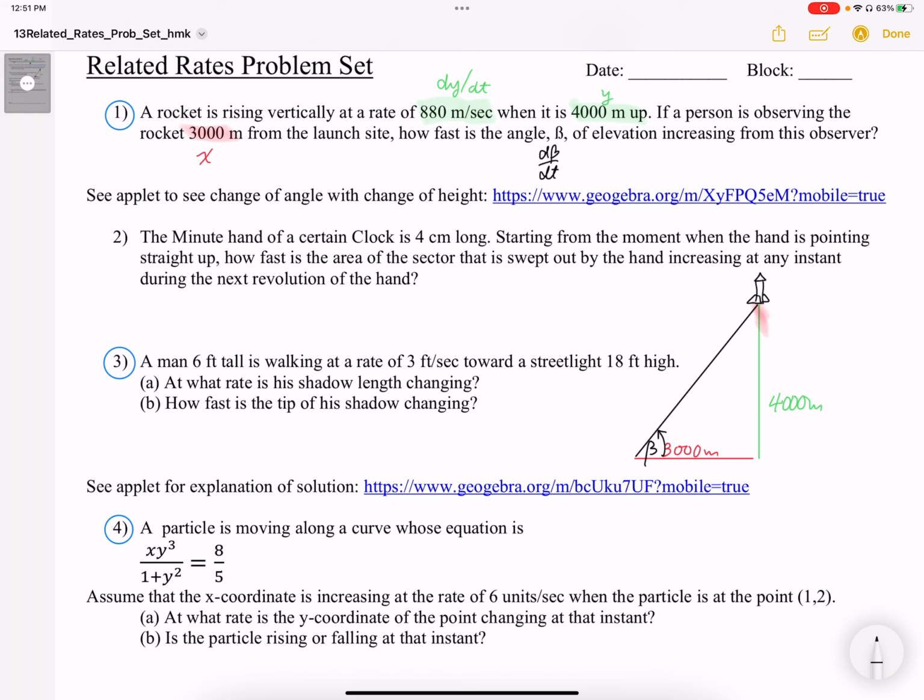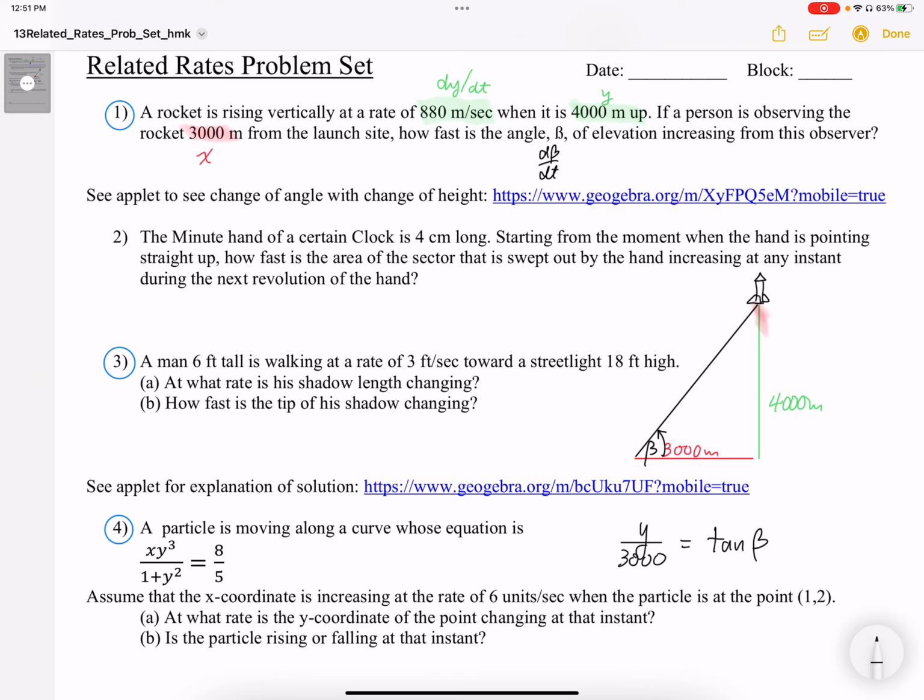So I need some relationship that connects beta to the y position, and that's going to be tan. I'm going to write my y height divided by the 3,000 meters. That ratio is going to be my tan ratio for angle beta. Then I just need to differentiate this to generate my dy/dt and my d beta/dt.